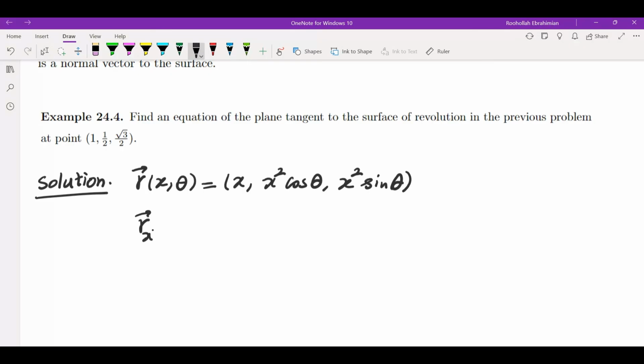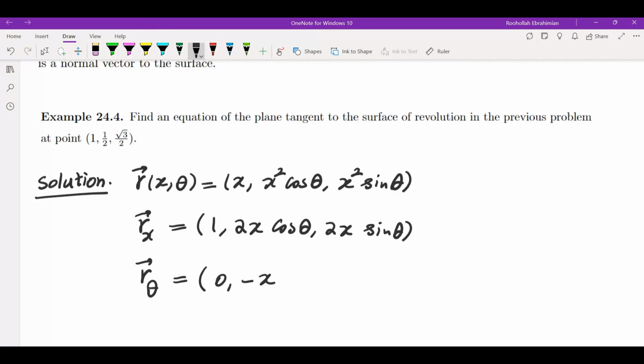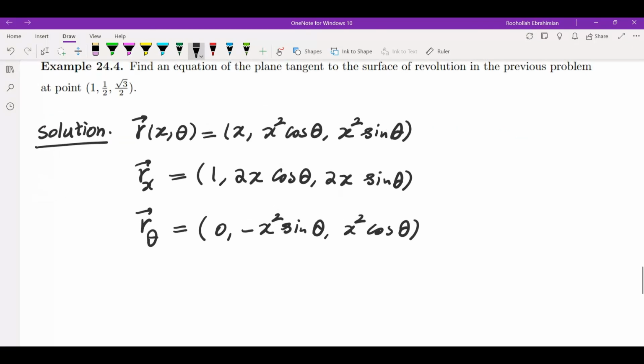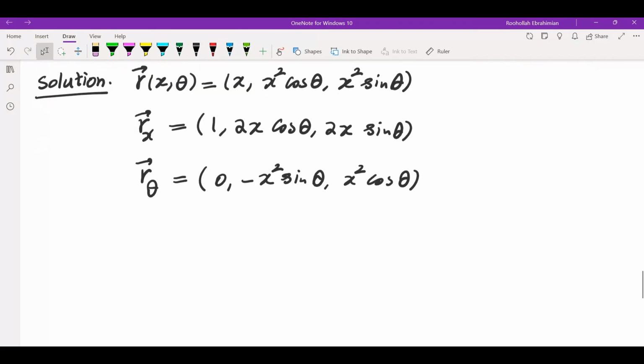So first we're going to find the partial derivatives. Partial with respect to x is 1, 2x cosine theta, 2x sine theta. And then partial with respect to theta is 0, minus x squared sine theta, x squared cosine of theta. Then we'll have to find the cross product of these two. But before that, let's find out what x and theta are so that we can reduce our computation.